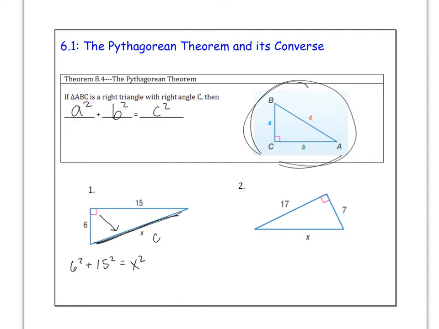6 squared, if you type that into your calculator, is 6 times 6, which is 36. 15 squared is 225, equals x squared. Add those two numbers together, you get 261 equals x squared. But then remember, you have to undo the square, and to undo the square, you do the square root. So remember to take the square root on your calculator.